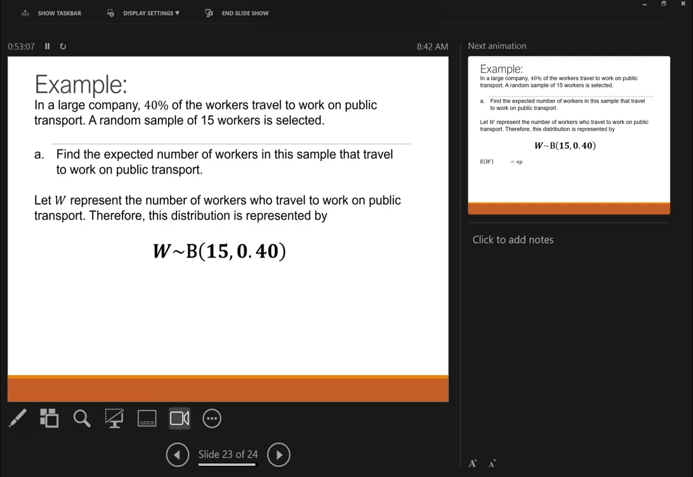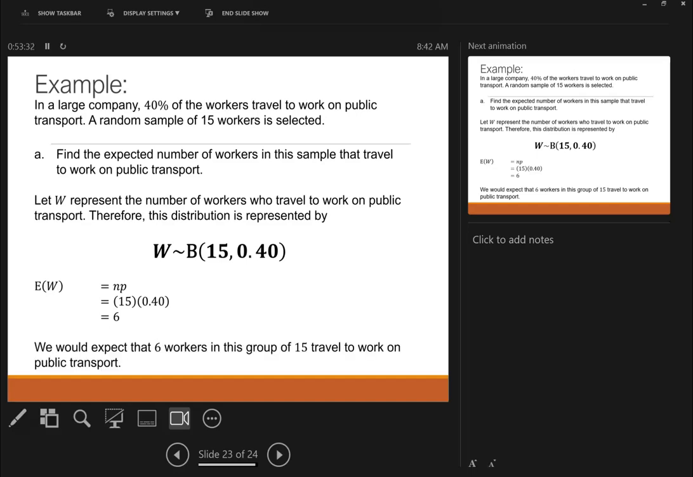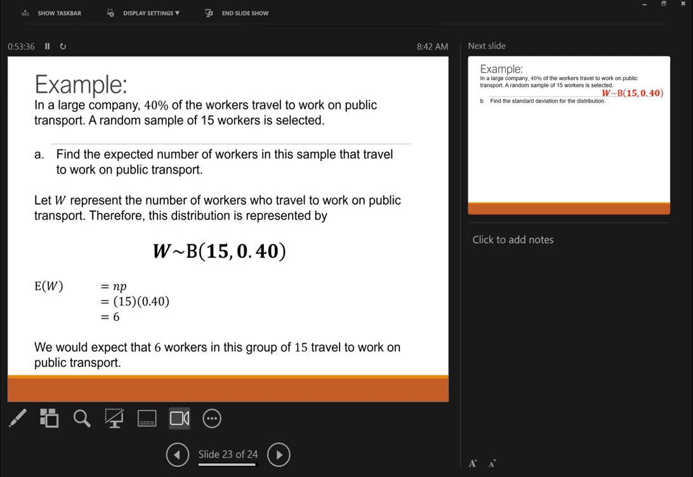To calculate the expected value, what do we do? Multiply 15 times 0.4. Good, n times p. I use w here as my random variable, probably for workers. I know we use x so often as a random variable, I'm just trying to change it up. Everybody happy? So on average, we expect 6 workers to travel via public transport.